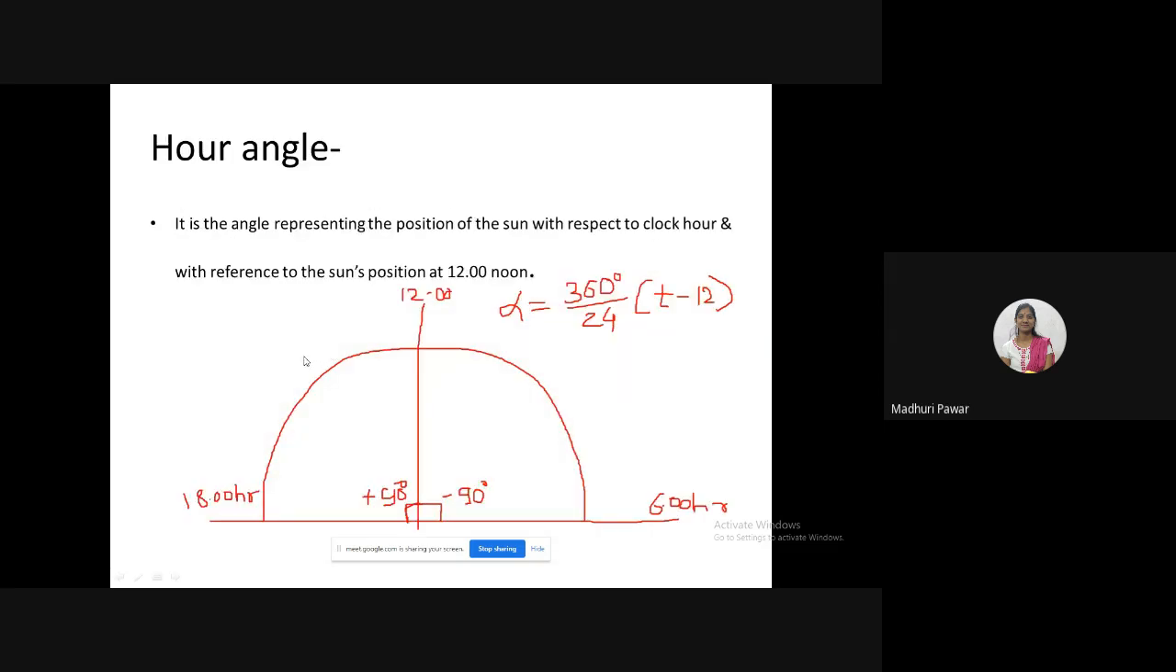So next is the hour angle. What is the hour angle? It is the angle representing the position of the sun with respect to the clock hour.